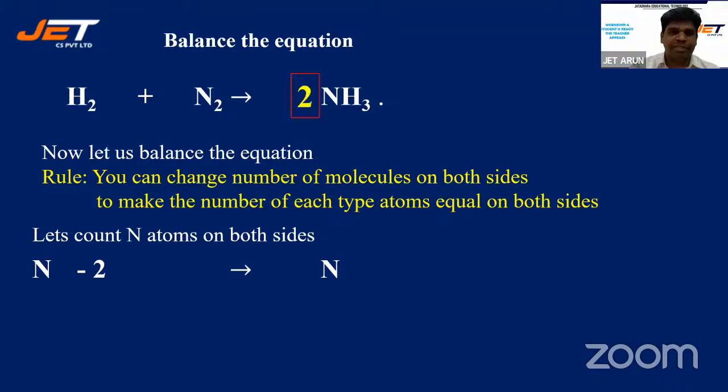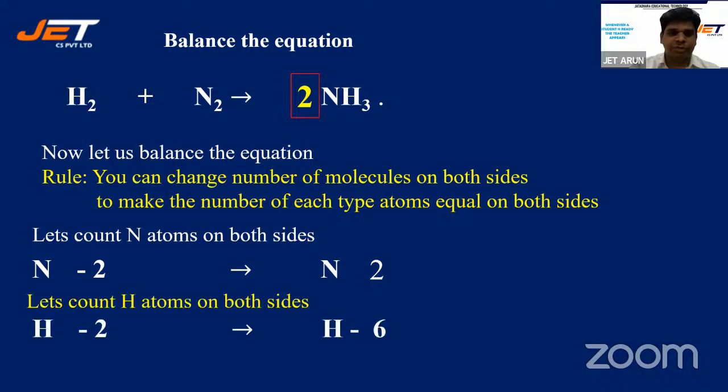So if I can write this coefficient of NH3 as 2, the stoichiometric coefficient is 2. Now N atoms on the right-hand side become 2. Left-hand side 2 and right-hand side 2. So N is balanced. But let us see hydrogen atoms.